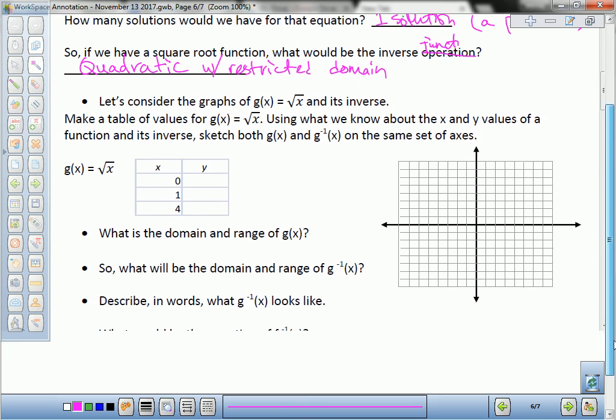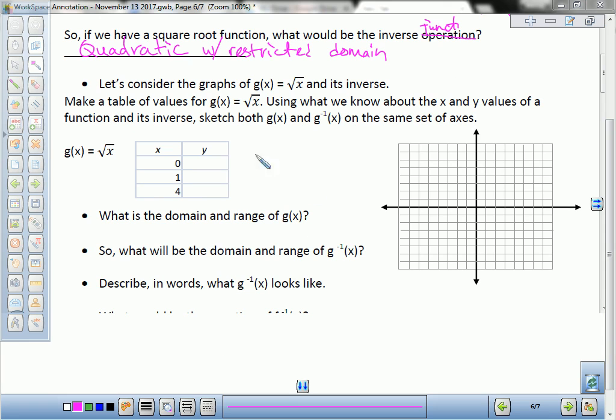And we're going to look at it so you can see it. All right, so this is our square root function, g of x equals the square root of x. That is the parent graph. So the square root of 0 is 0, square root of 1 is 1, square root of 4 is 2. So we've been doing this for a while, that's why we're going fast. So if we were to graph this: 0, 0; 1, 1; 4, 2.